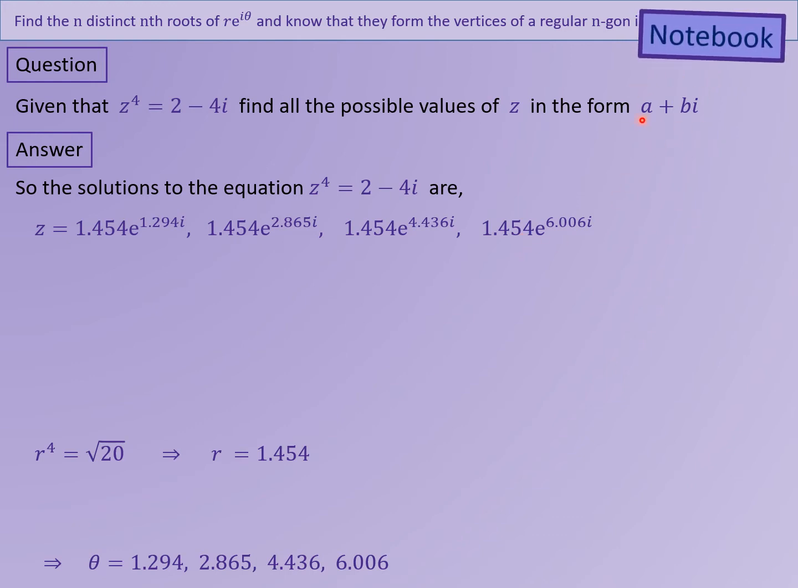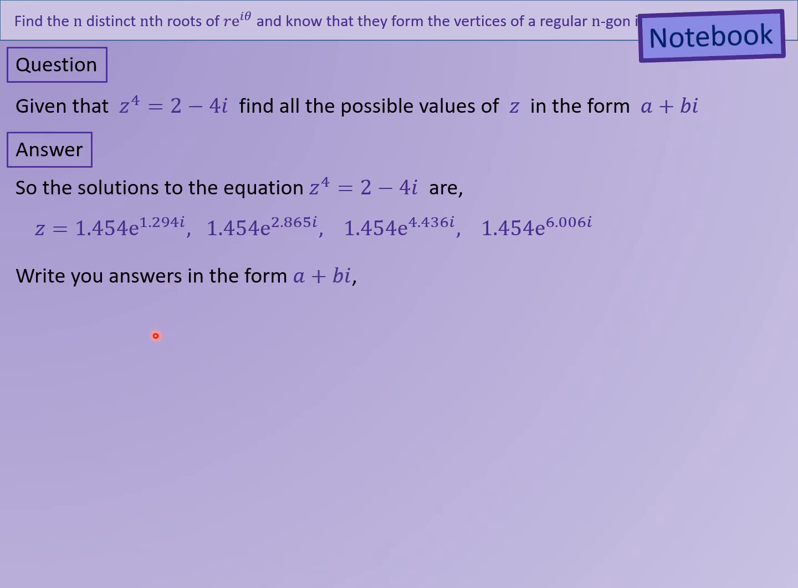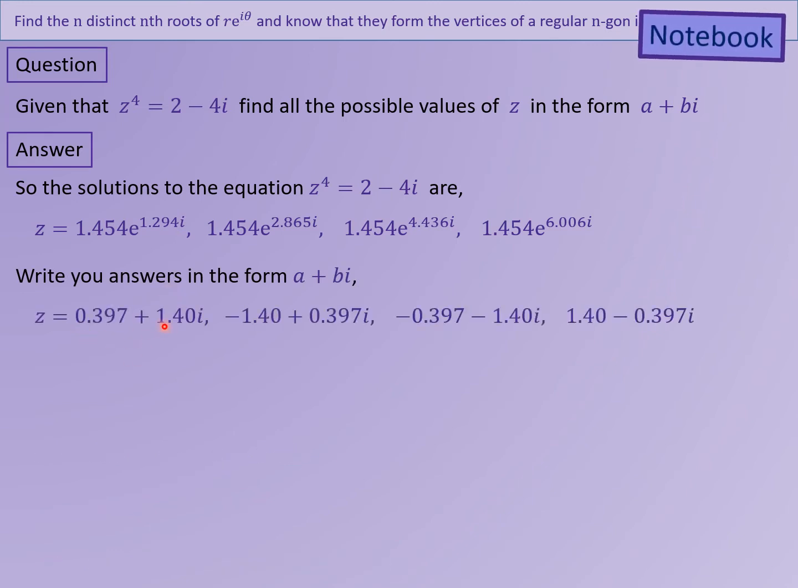The answers at the end want to be in a plus bi form. So all I need to do is go through 1.454 cos 1.294 plus 1.454 sine 1.294 i. So that's where these answers are going to come from. Noticing that they are very similar, usually there's just a bit of variation with the negatives and positive signs. So pause there if you need to.